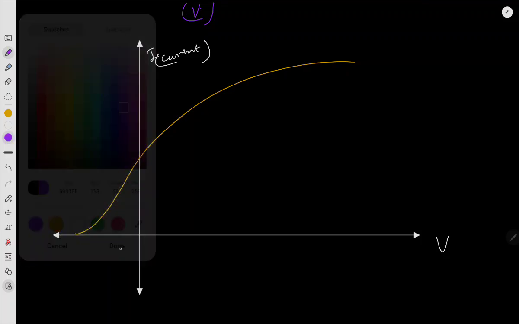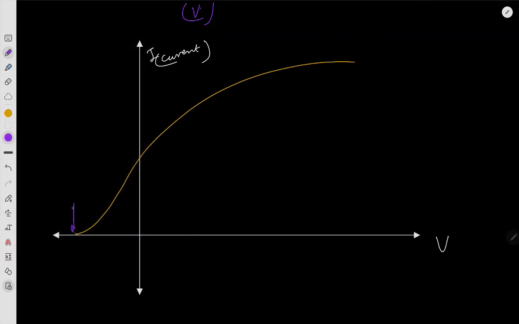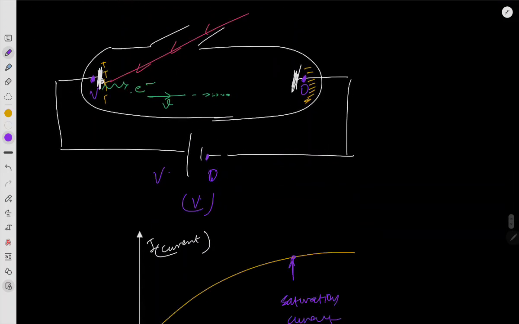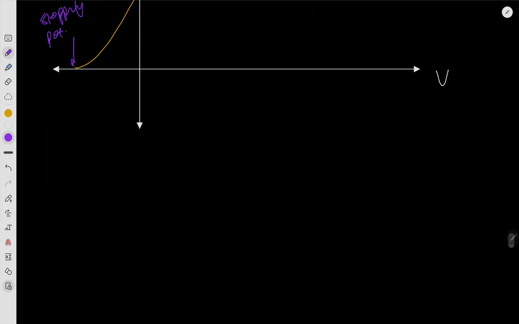And yes, now let's label these points. This is our stopping potential, while this is our saturation current. Now what is a saturation current? Saturation current is reached on increasing the positive potential on the anode, that is, if we connect the battery in the correct bias, forward bias. Now I am writing here for our saturation current.